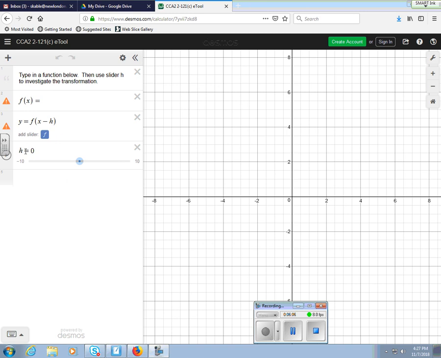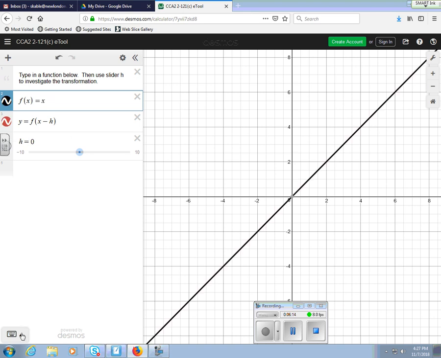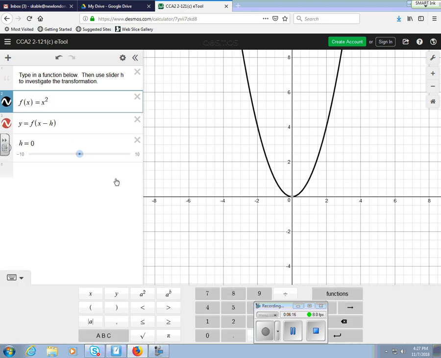Alrighty, I got that website typed in here and just switched back over to Desmos. And so again, I'm going to keep my same parent function. So I'm going to have x squared again. So there's my parent function. And so now we have that. And then here we're going to, again, have our function. So this is going to change by some kind of h value. And notice we have a slider.